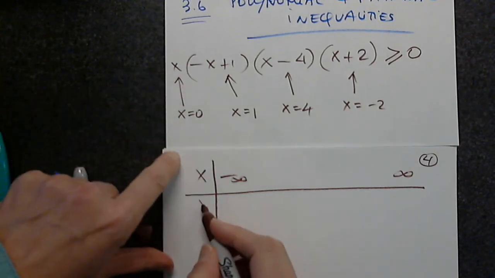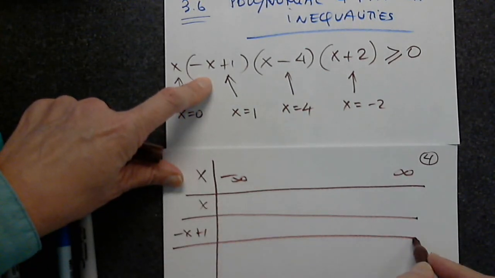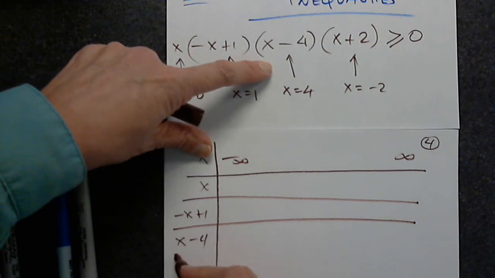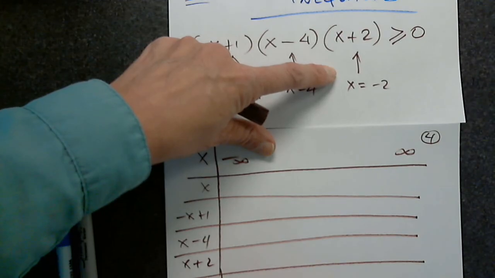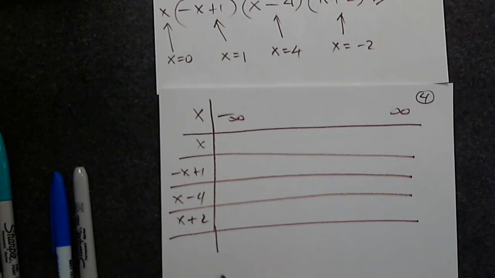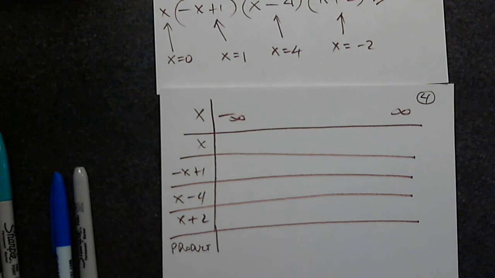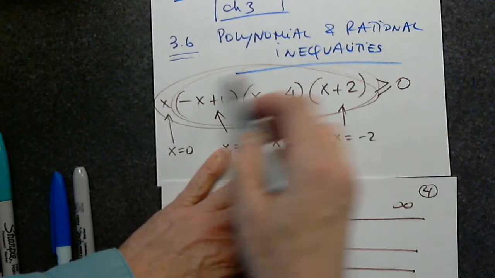So x is the first factor. Negative x plus 1 is the next factor. X minus 4 is the next factor. X plus 2 is the last factor. And what do you think the last row will represent? The whole thing, not the sum. It's the product, right? Of course, I don't have enough room, so I'm going to just write the product. By the product, I mean all this. This whole thing is the product.